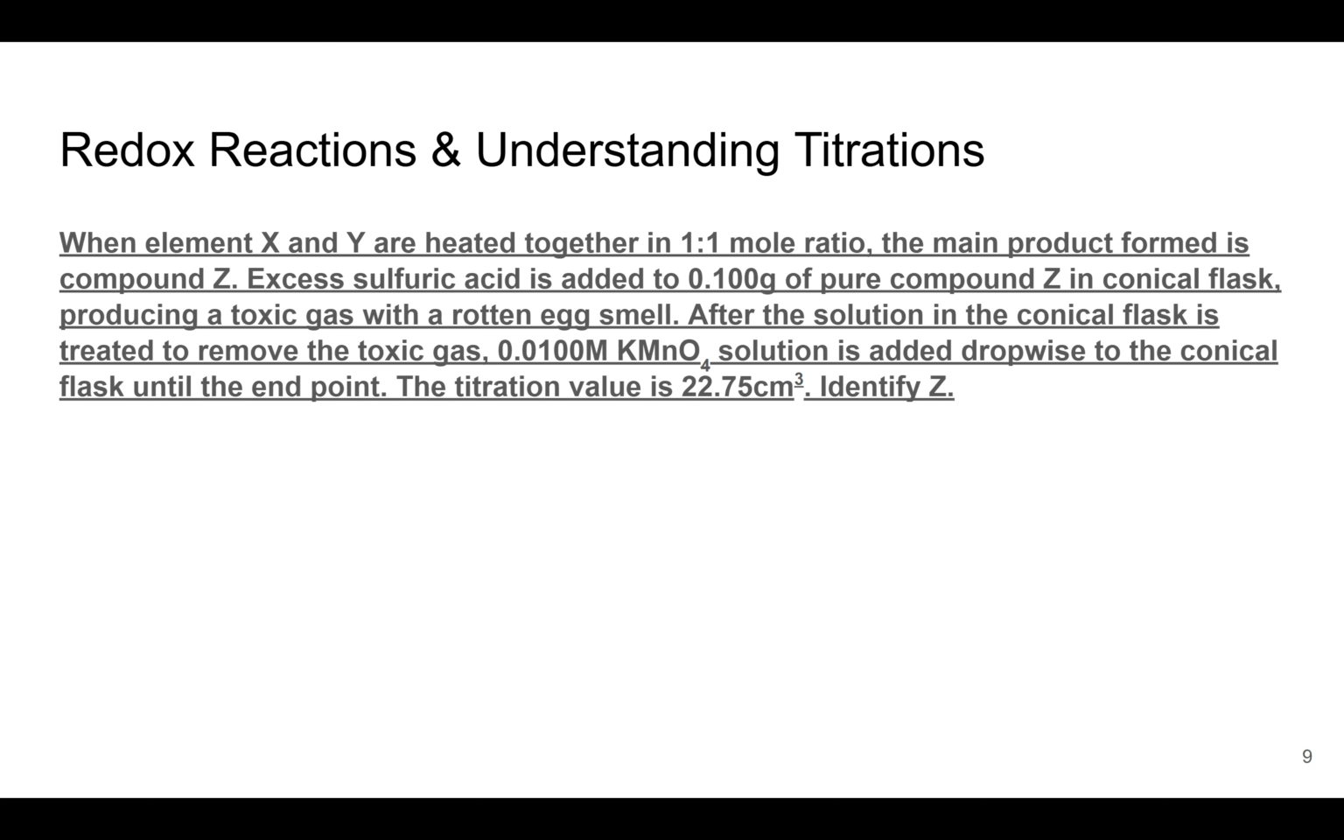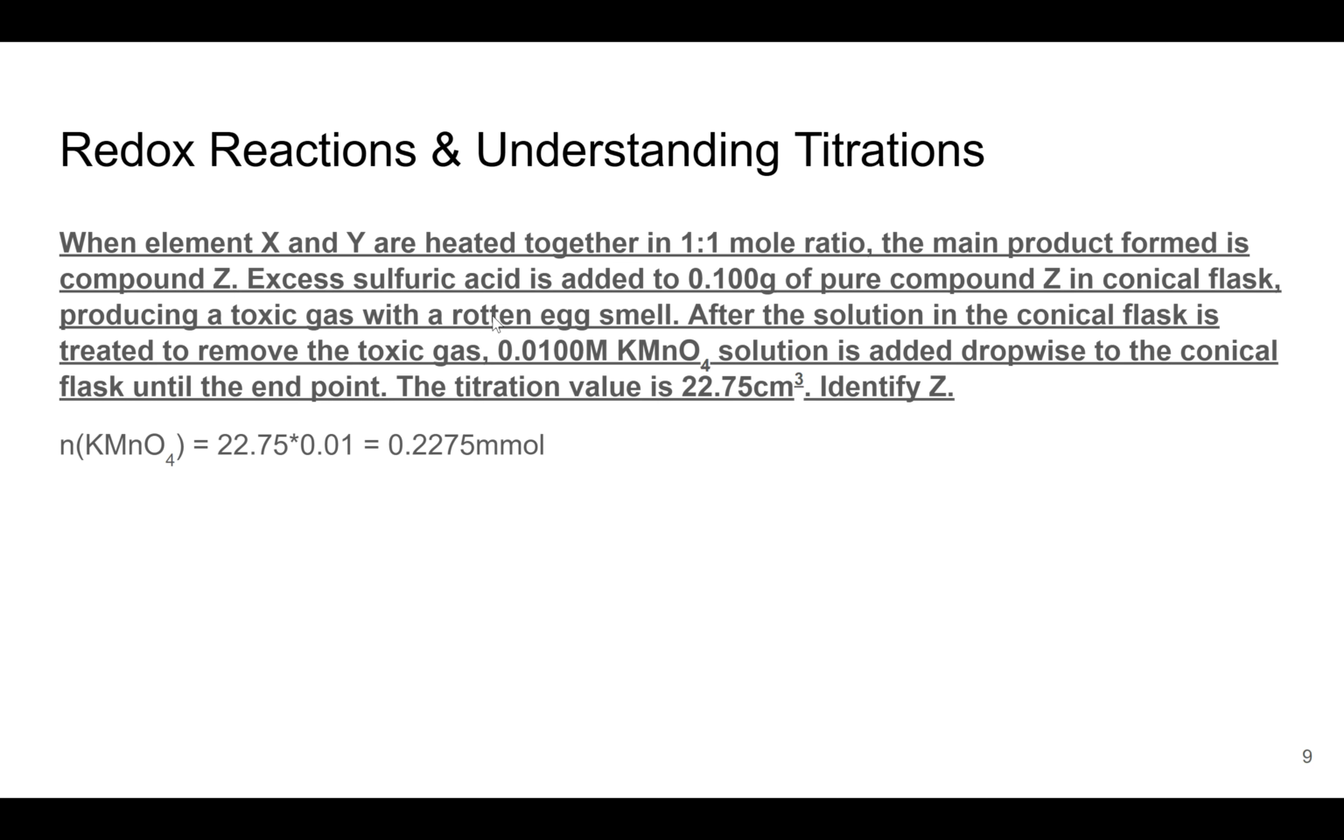So when elements X and Y are heated together in a 1:1 mole ratio, the main product formed is compound Z. Excess sulfuric acid is added to 0.1 grams of pure Z in a conical flask, producing a toxic gas with a rotten egg smell. The solution in the conical flask is treated to remove the toxic gas. 0.01 mol per dm³ KMnO4 solution is added dropwise to the conical flask until the end point. The titration value is 22.75 cm³, and let's identify Z. So what does this tell us?